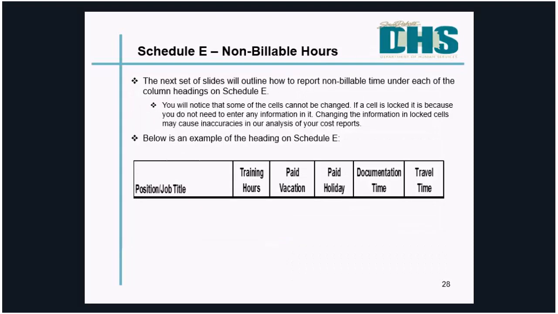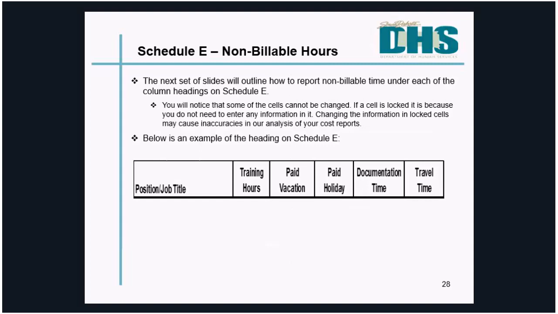Okay. Schedule E, non-billable hours. This is a new schedule that we've added this year. Similar, these are hours that you're incurring expenses for, but we do not allow direct billing for. So those services are being provided to folks served. Again, if a cell cannot be changed, if it's locked, please leave it alone. If it's got a formula in it, please leave it alone.